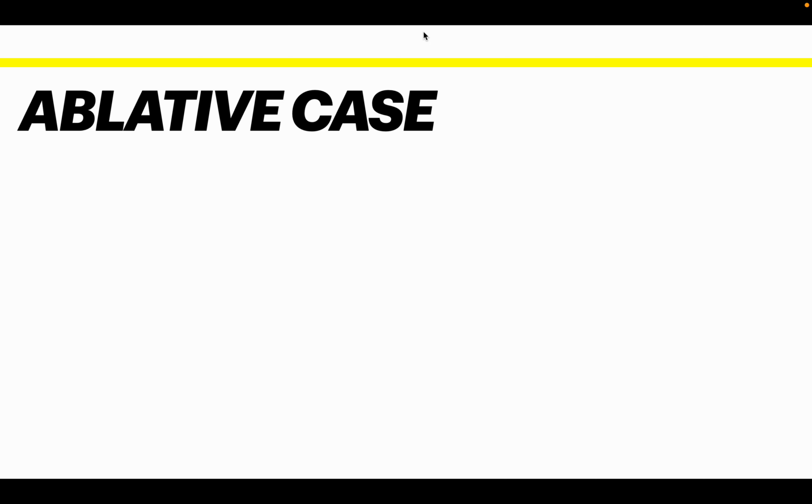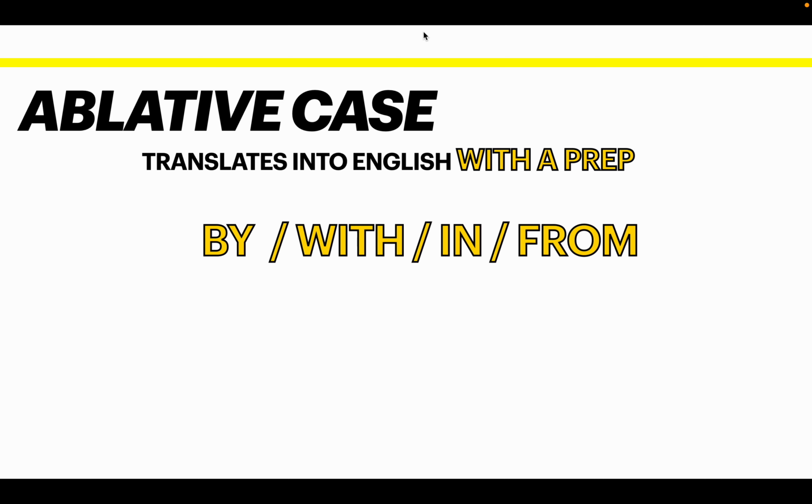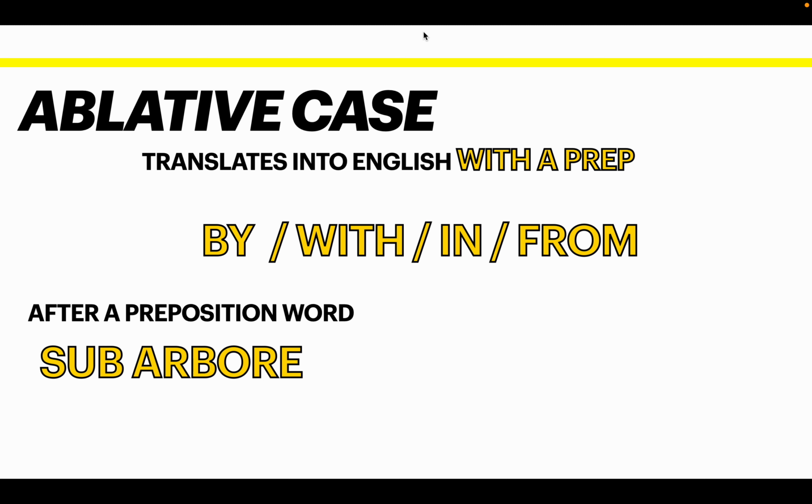So let's look at what the ablative case looks like. It translates into English with a preposition. And often we associate the ablative case with these four words: by, with, in, or from. Now there's two ways to use the ablative case. First is to put the ablative form of the noun immediately after an actual preposition word. For example, sub arbore. We already learned that sub means under, and arbore is a form of tree. That's our new ablative form of tree.